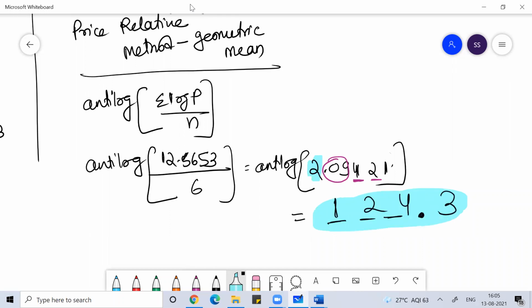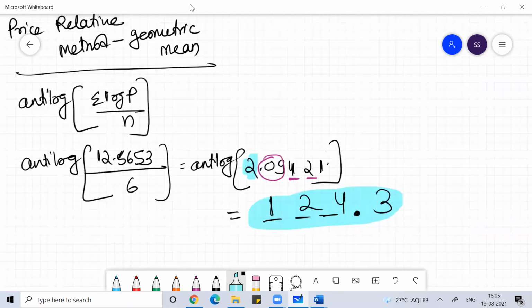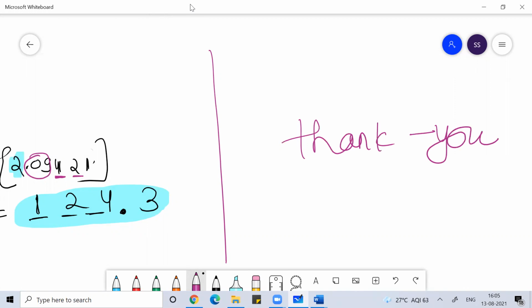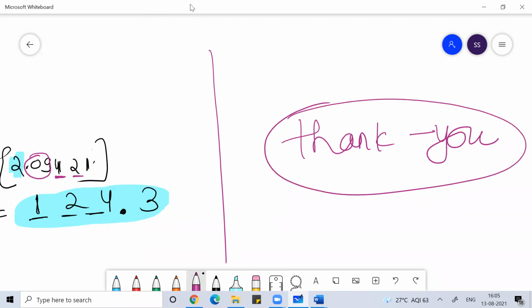Anyone, any doubt? Log, anti-log, anyone have any confusion? How to work on log, how to work on anti-log? Any question you want to ask? You can Google, or if you want, I'll take a separate session for log and anti-log for you. Clear?